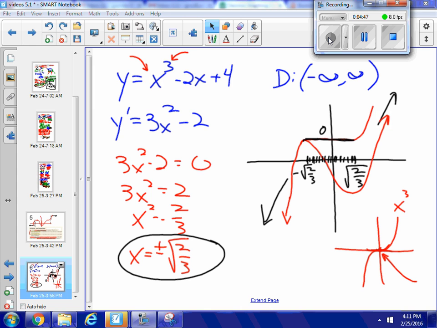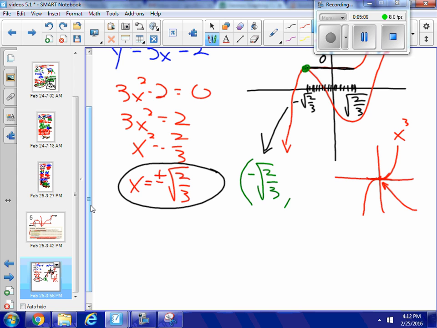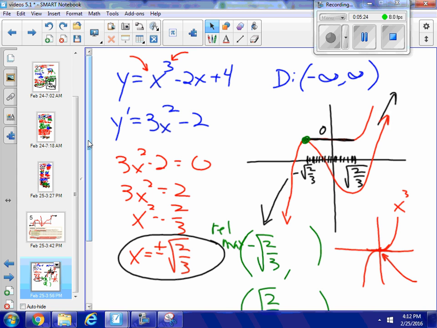So just following this logic, I know that I'm going to have a relative maximum at the x value negative square root of 2/3, with some y value. This is going to be a relative max. And I'm going to have a relative min at positive radical 2/3, with some kind of y value. Now, I could figure out that y value by plugging that radical 2/3 into this equation. But I've got to tell you, that is very messy.